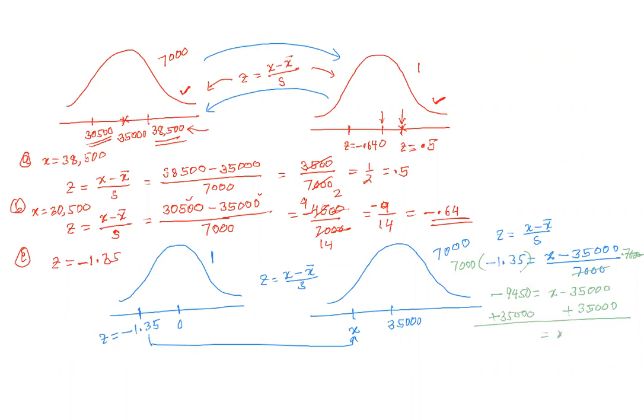Now you add 35,000 to both sides. Then you're going to get X on the right. That's going to give you 25,550. So this point is going to be 25,550. That is how you go from standard normal distribution to just normal distribution.